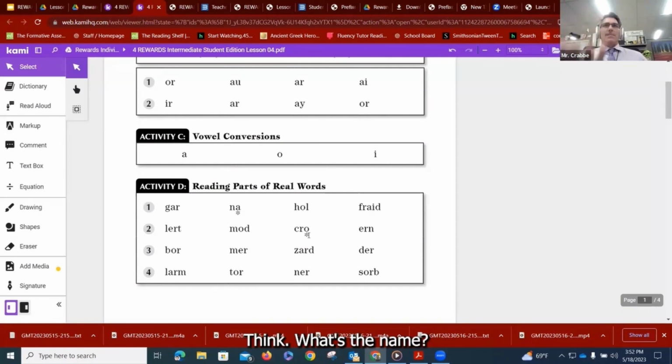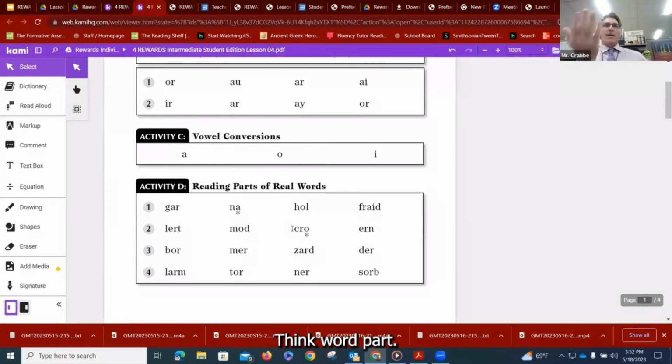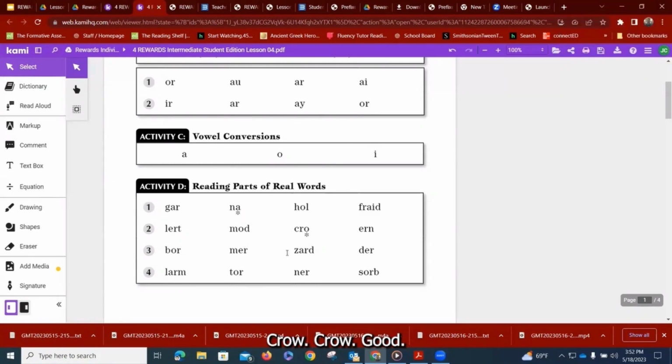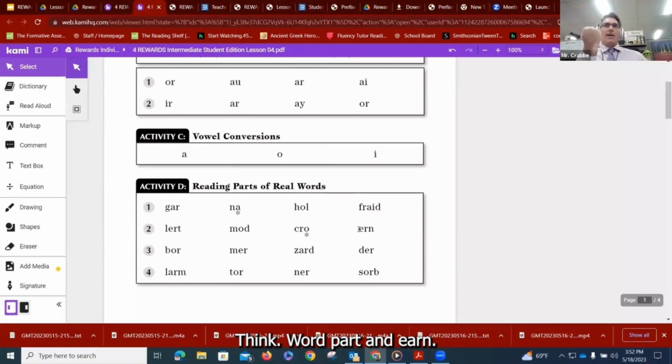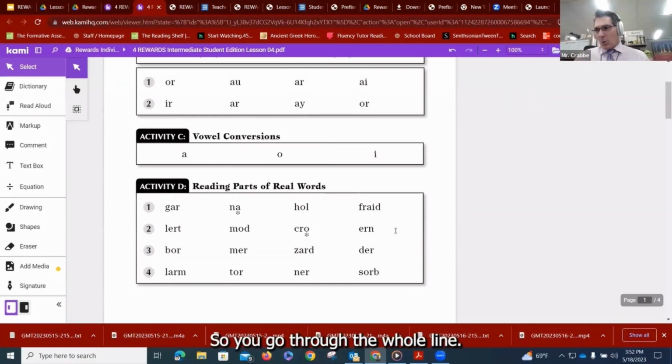Think. What's the name? O. Oh. Now we're going to say the word part. Think, word part. Crow. Crow. Good. Think, word part. Earn. Earn. Very good. Okay. So you go through the whole line.